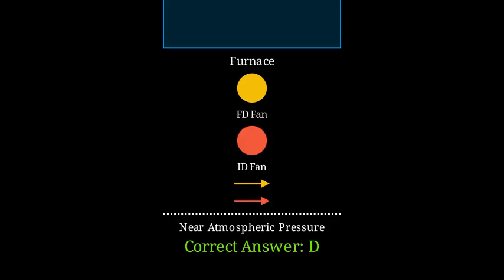Option A refers to adding extra air for combustion, which is not the definition of balanced draft. Option B talks about steam admission valves, a different topic. Option C describes a protective overspeed trip switch, also not balanced draft. So the only statement matching the idea of matching fan forces and near atmospheric pressure is option D.